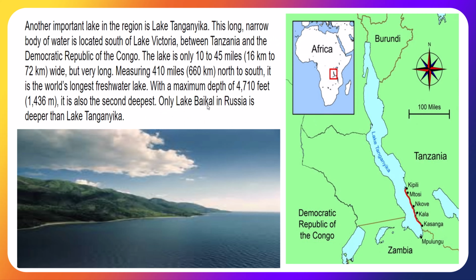Another important lake in the region is Lake Tanganyika. This long, narrow body of water is located south of Lake Victoria, between Tanzania and the Democratic Republic of the Congo. And you can see that pictured here in the map, and it's also pictured here. The lake is only 10 to 45 miles wide, but very long. Measuring 410 miles north to south, it is the world's longest freshwater lake. With a maximum depth of 4,710 feet, it is also the second deepest. Only Lake Baikal in Russia is deeper than Lake Tanganyika.